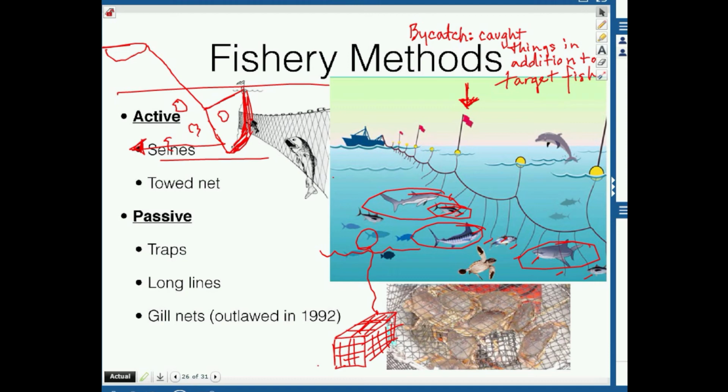And then they have something called a gill net. A gill net is here. And what this was is the fish would swim through it, and their gills would get caught in the net. And those have been outlawed. So they're all different types of things, and like they said, they have their pros and cons.